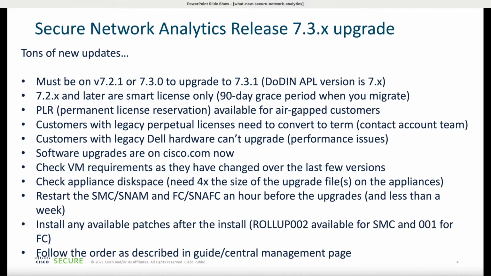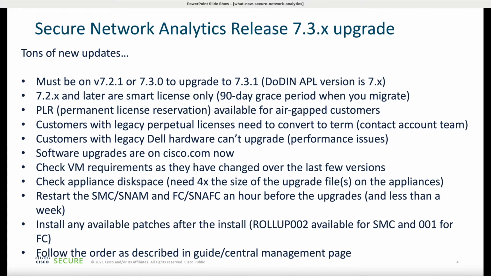So you must be on 7.2.1 or 7.3.0 to upgrade to 7.3.1. The good news is 7.x is listed on the APL. There were some POAM items open on 7.0 and 7.1 that were closed in 7.2. So to really be in compliance with the APL, you need to be on 7.2 or later. So 7.3.1 is a great landing spot to check off those POAMs that were open in 7.0 and 7.1.